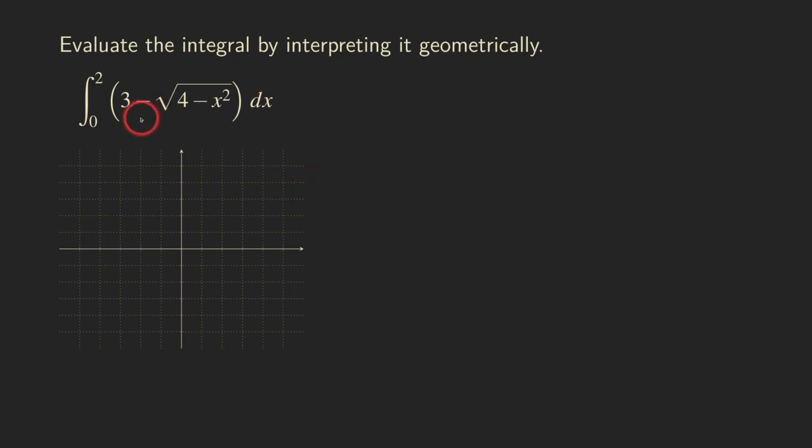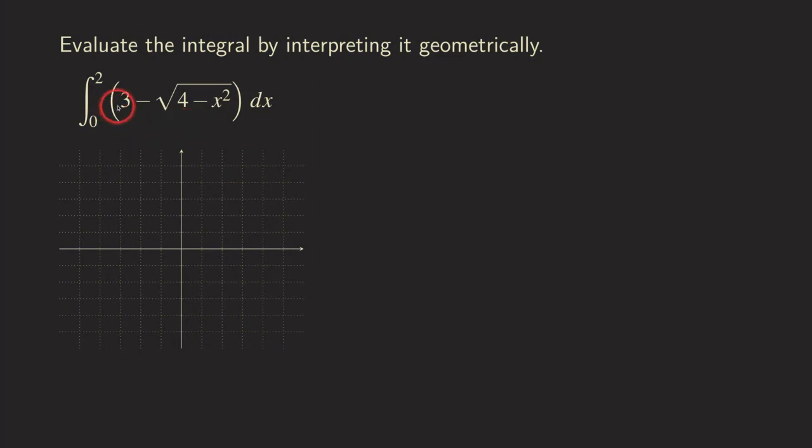This integral is 3 minus the square root, and so if you just look at the integrand, it feels like it's going to be a trig problem. But because it's a definite integral, we probably don't even need to use trig. We can actually just interpret this geometrically. We just graph the function and see what region it's bounding with the x-axis. Okay, so let's take a look.